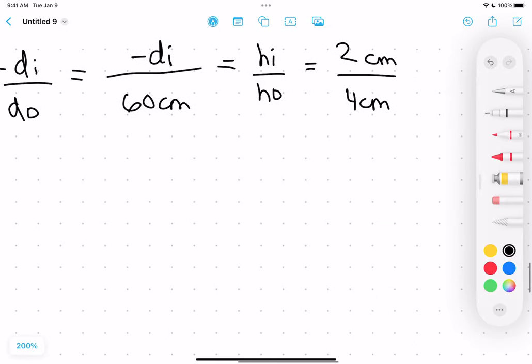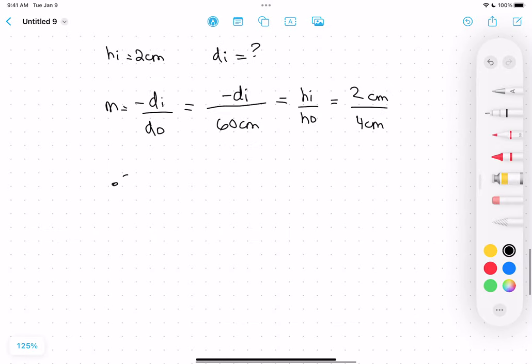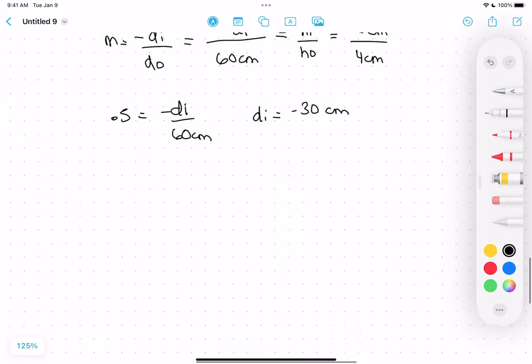So 0.5 is equal to negative d_i over d_o, which is 60 centimeters. And then that gives us a d_i of negative 30 centimeters. And so what do you know about image distances that are negative? They're virtual, exactly. So those are virtual images.